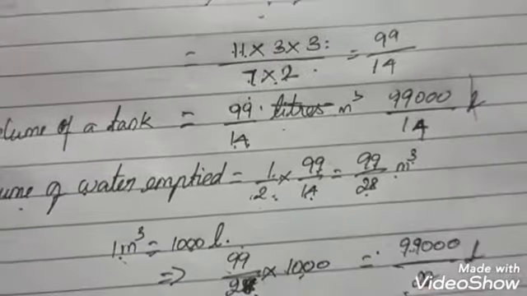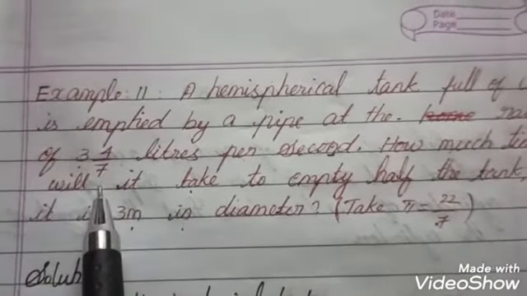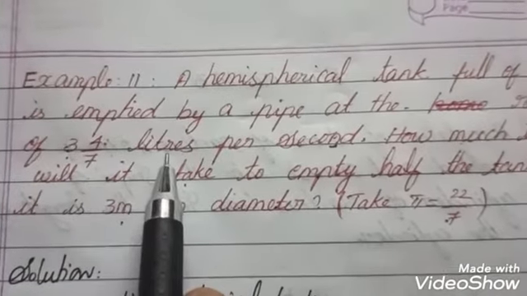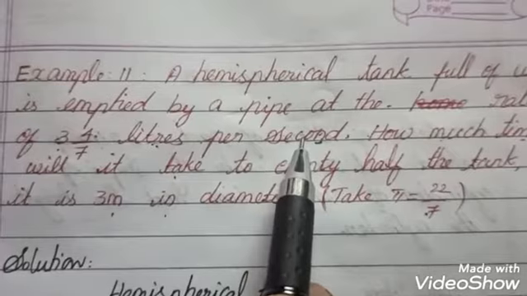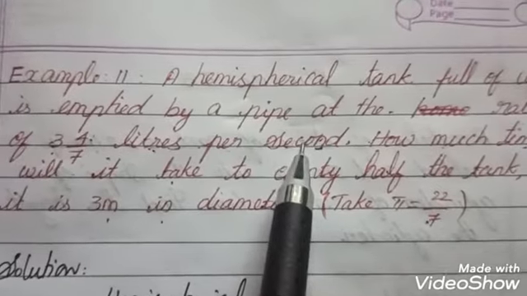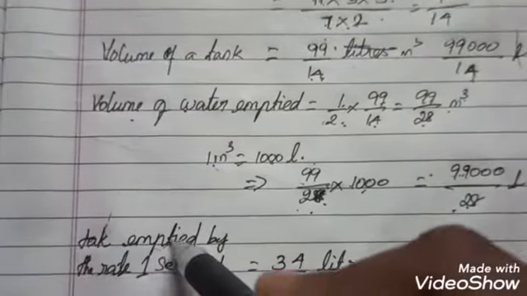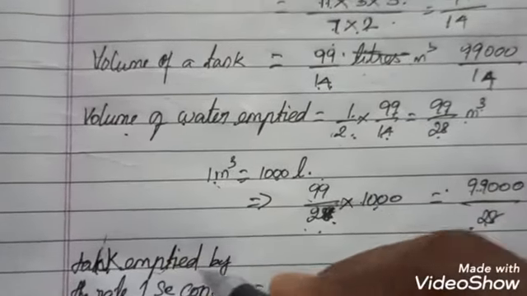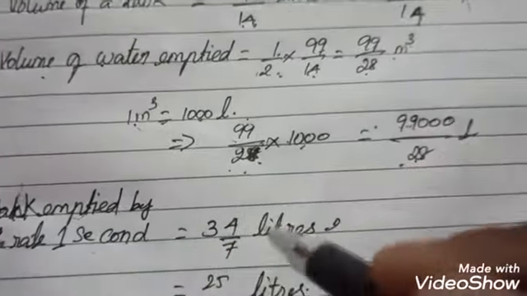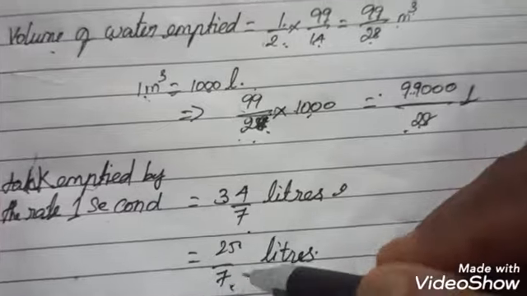In the given question, how many liters were shown? 3 4 by 7. 7 3s are 21, 21 plus 4 is 25. So 25 by 7 liters emptied per second. Time taken to empty 3 4 by 7 liters is equal to 1 second. The tank is emptied at the rate of 1 second, which is equal to 3 4 by 7 liters. That means 25 by 7 liters.